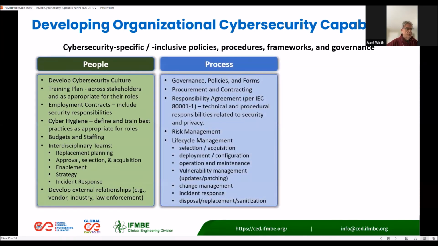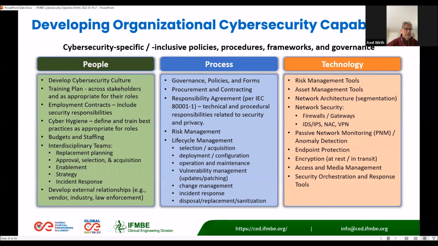Then the second pillar is process, right? Your governance, your policies, your forms, your procurement, your contracting, all should be inclusive of cybersecurity. You should have a cybersecurity specific risk management process in place, and you should manage cybersecurity as part of your device's lifecycle. And then lastly, technology can help, right? There are risk management tools, there are asset management tools that are commercially available that can help you reduce complexity and improve those very complex tasks.